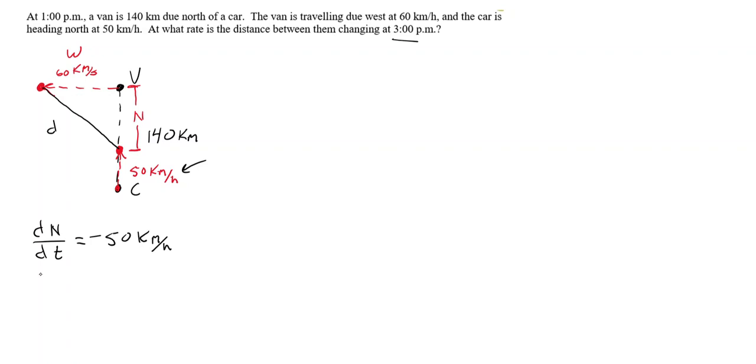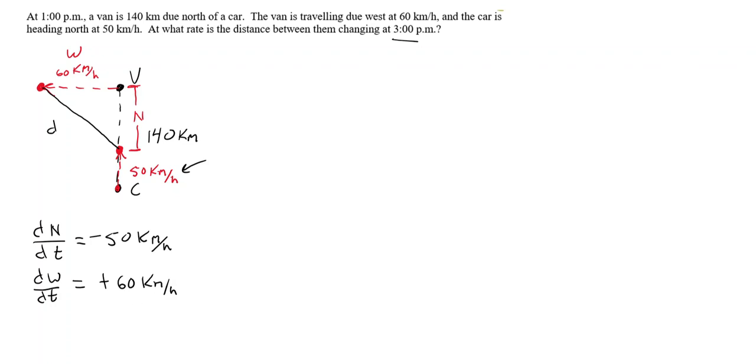And then we've got dW/dt, and that would be 60 kilometers an hour. And that's moving away, so that's going to be plus 60 kilometers per hour. Looks like I wrote seconds up there. That should be hours. Okay, maybe you got that.